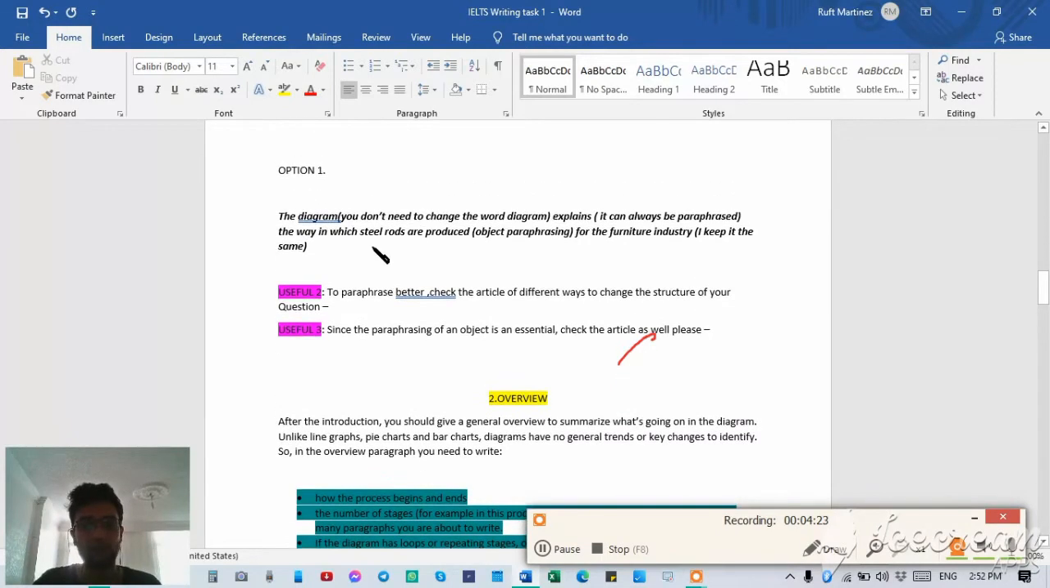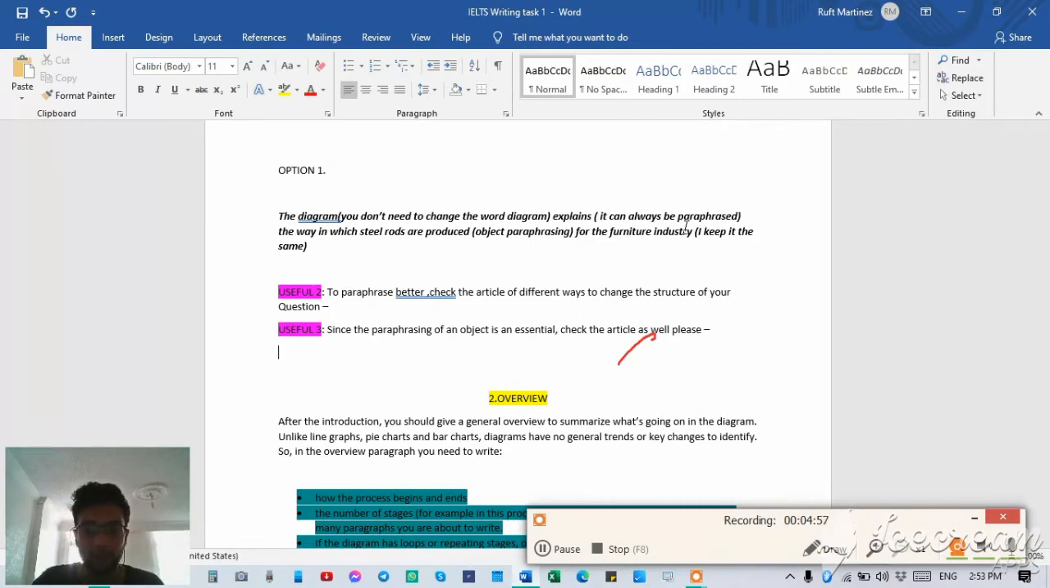So the verb of your question can always be paraphrased and should always be paraphrased. Change the verb. I sent you the linking words. Use those link words, as they are also synonyms of words that you can use in your task 1. So please read that, so that it can help you with your texts.